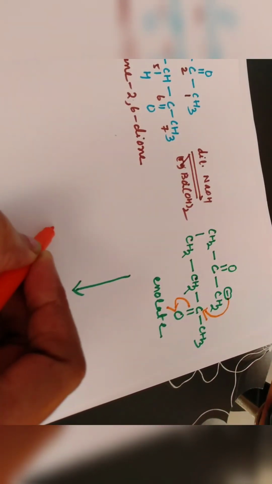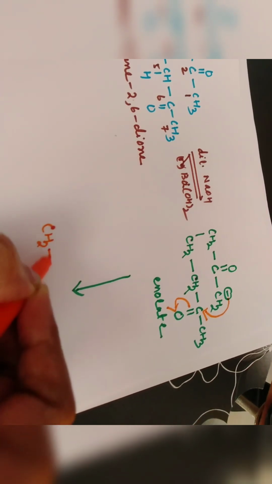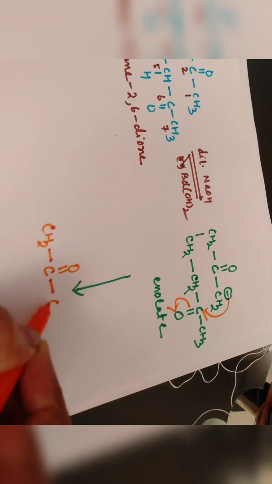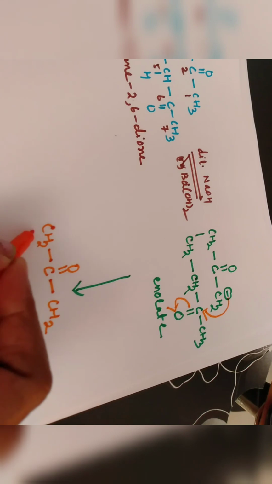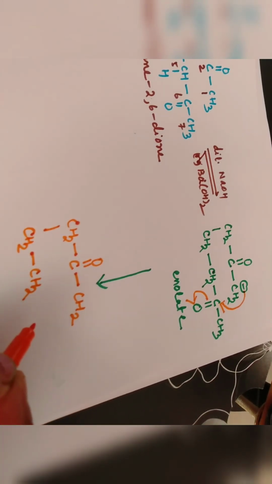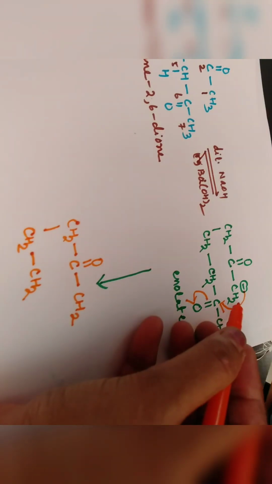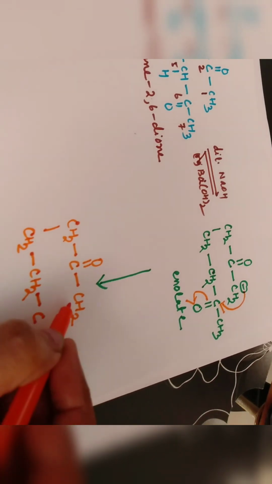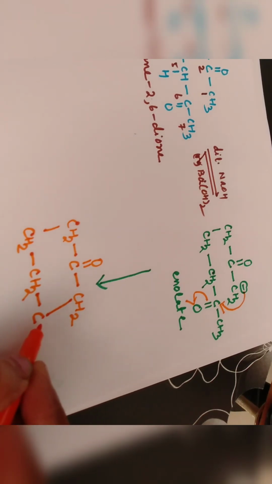It is your CH2, C double bond O, single bond CH2. Now this one is your CH2 single bond CH2. Now see here, when this bond goes to this position, there is a bond between these two. And on this carbon, one CH3 is attached and here one O minus.